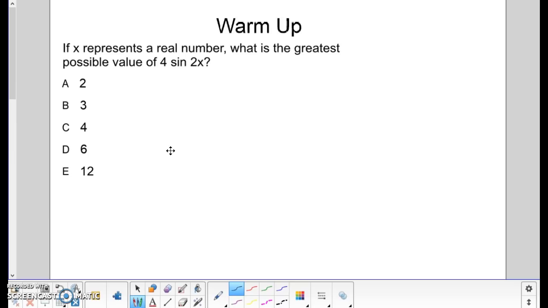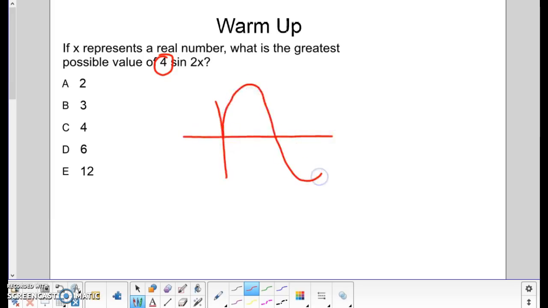Okay, so if we have 4 times the sine of 2x, remember this 4 is the amplitude of the wave. So if we're talking about a sine wave, it's going to go up to 4 and down to 4 based on that amplitude.